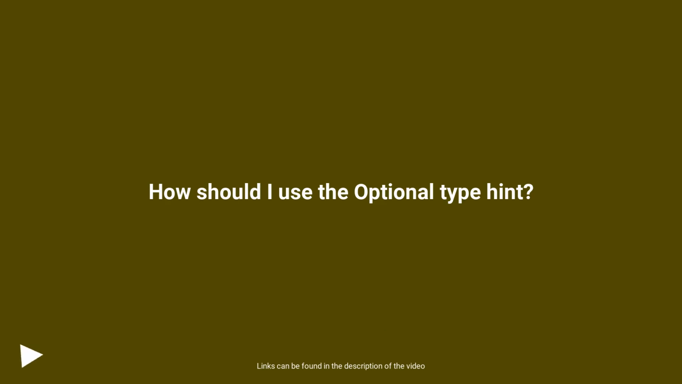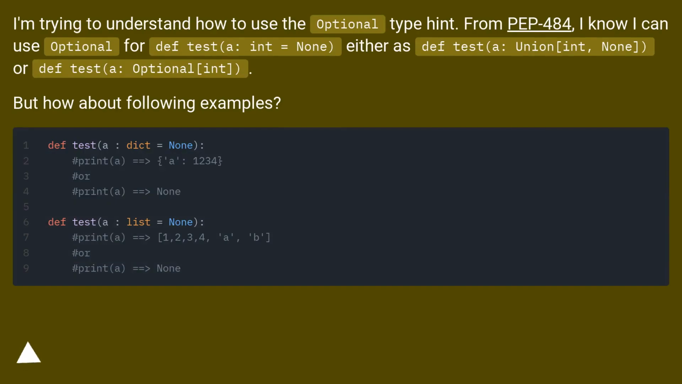How should I use the optional type hint? I'm trying to understand how to use the optional type hint. From PEP 484, I know I can use optional for def test(column: int = None), either as def test(column: Union[int, None]) or def test(column: Optional[int]). But how about the following examples?